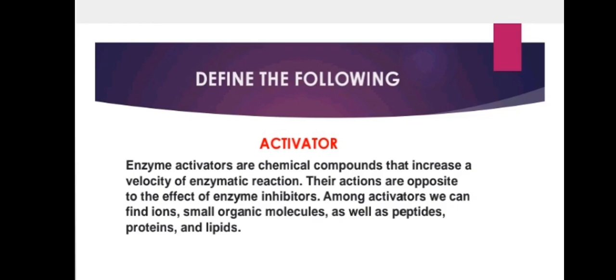Okay, first, question number 1 is to define the following. The first heading is activator. Enzyme activators are chemical products that increase the velocity of enzymatic reaction. Their actions are opposite to the effect of enzyme inhibitors. Among activators, we can find ions, small organic molecules, as well as peptides, proteins and lipids. Basically, enzymes enhance their activity by the activator and decrease it by the inhibitor. So copy down this definition in your copy.